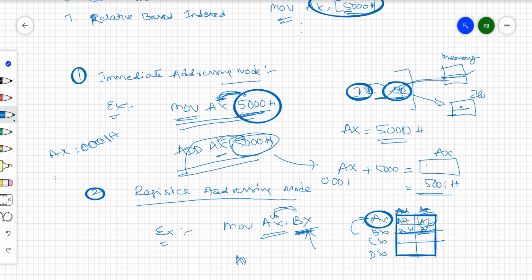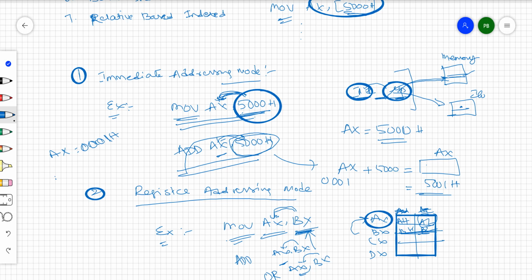In the similar way, ADD AX, BX. What will happen? BX data is added to AX, and the result is stored in AX. In the similar way, OR AX, BX. OR logic will take place. BX data is logically ORed with AX, and the result is stored in AX. Like that, based on the opcode, it has to perform some operation on the operands.